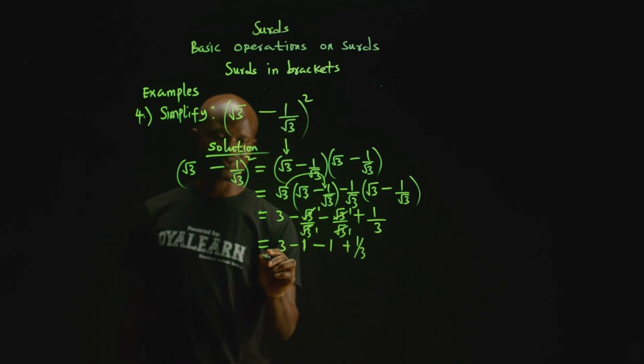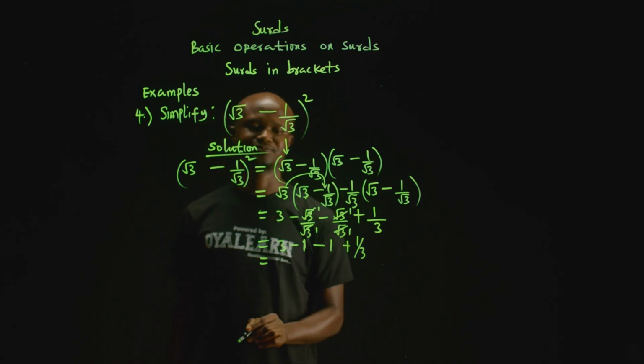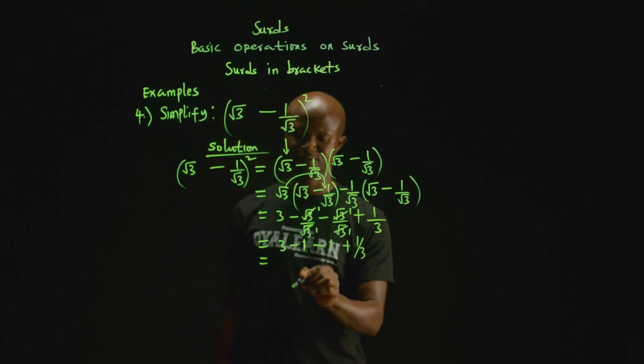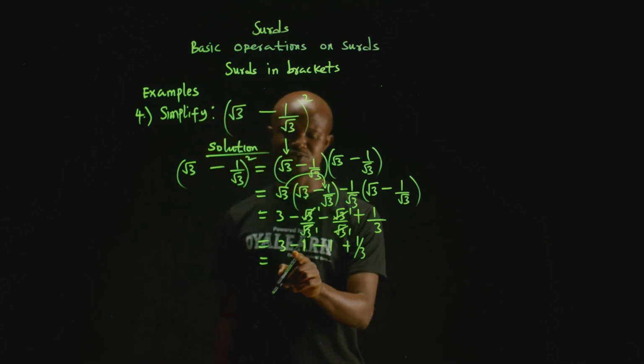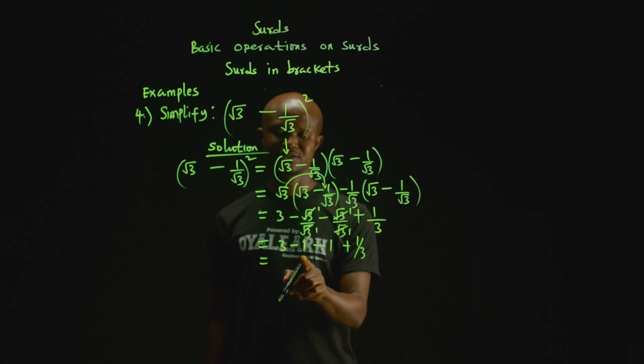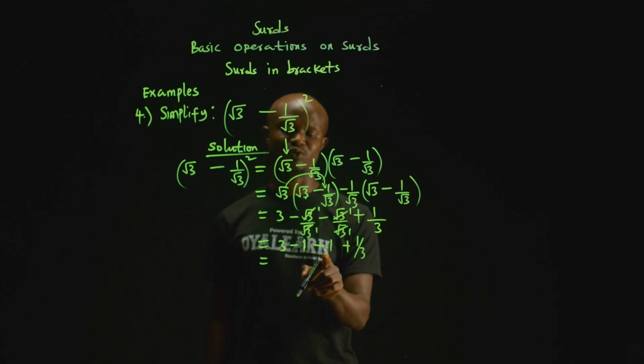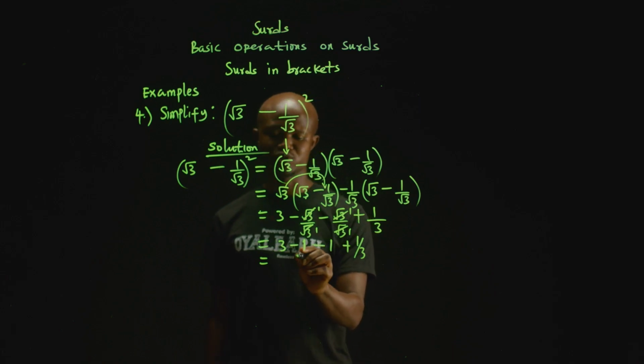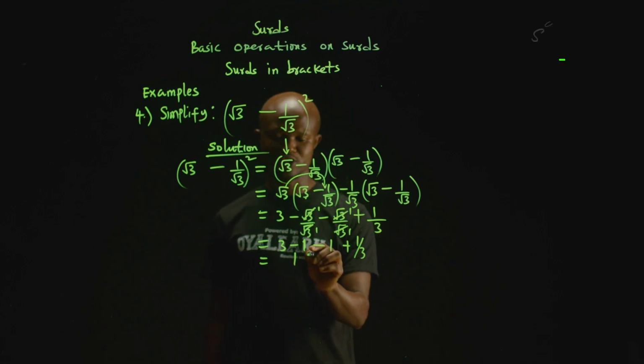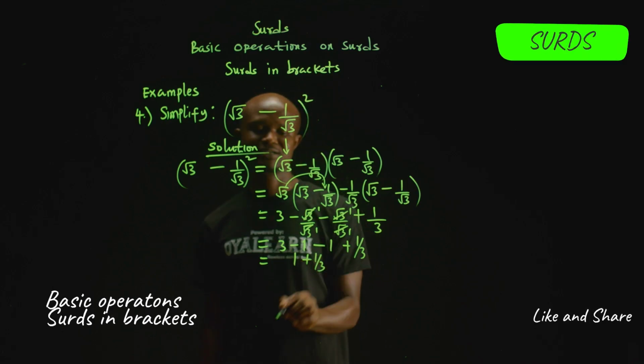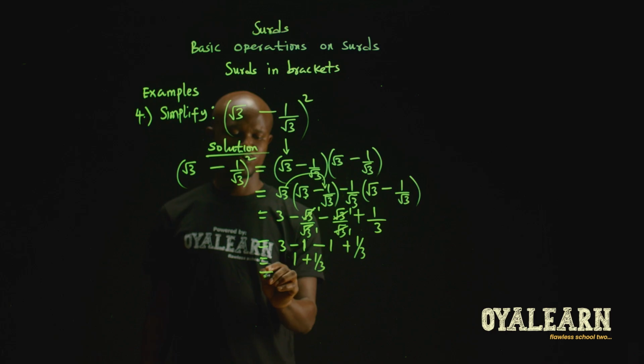So in this case, what are we having from here? So we now have 3 minus 1, that is 2. Then 2 minus 1, we have what? 2 minus 1, we also have 1. So plus 1 over 3. And we can write this as 1 and 1 over 3.